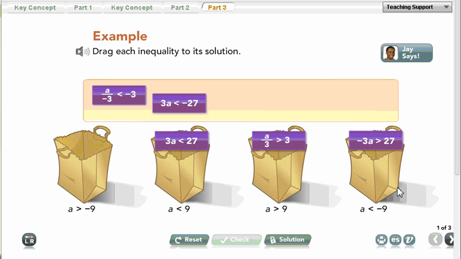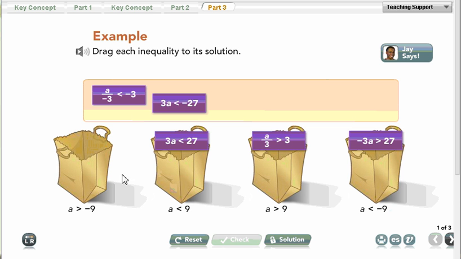If I come to my last bag, I have negative 3a is greater than 27. Well, I know I'm going to be dividing by a negative 3. And so I know that sign needs to be changed from greater than to less than. So negative 3a divided by negative 3 is a, and then I change my sign. And 27 divided by negative 3, well, a negative and a positive gives me a negative. 27 divided by 3 gives me 9.